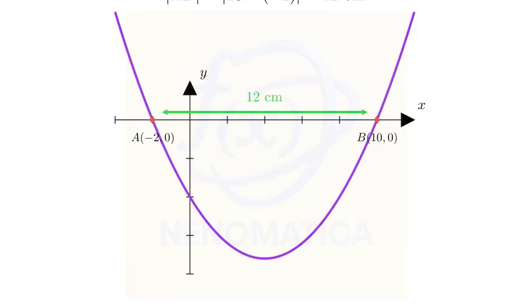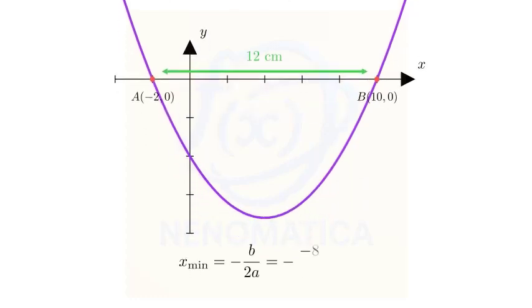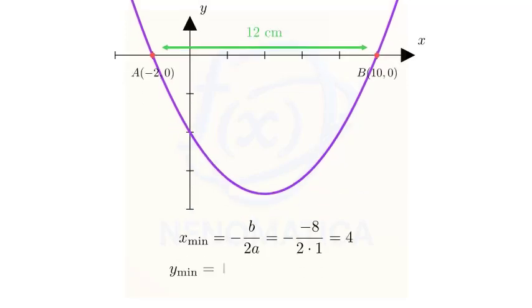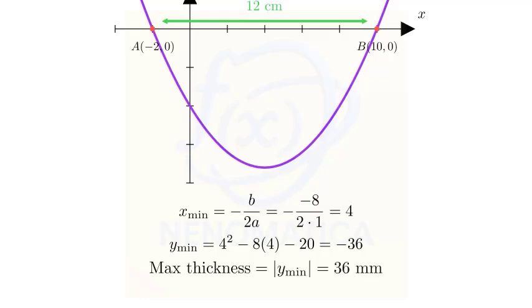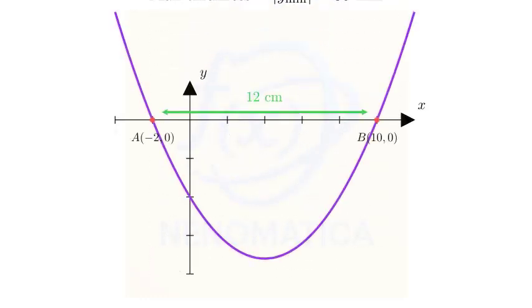Part C. For a symmetric lens, the maximum thickness occurs at the vertex of the parabola. The x-coordinate of the vertex is given by negative b over 2a, which is 4. Substituting x equals 4 into y gives y equals 16 minus 32 minus 20, which is negative 36. The maximum thickness equals the absolute value of that minimum y value, so 36 millimeters. Let's mark the vertex on the graph and draw the vertical thickness up to the x-axis at x equals 4.